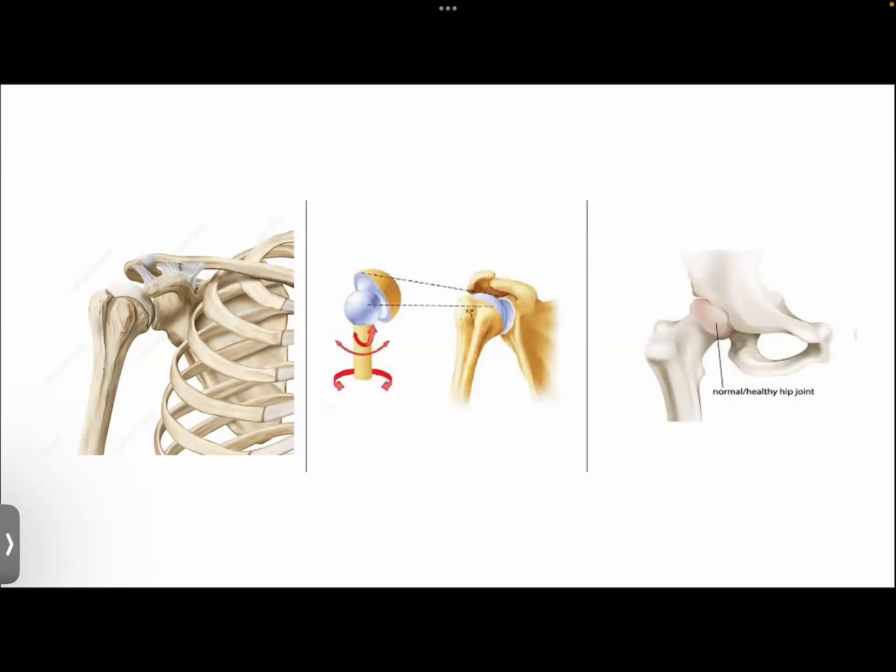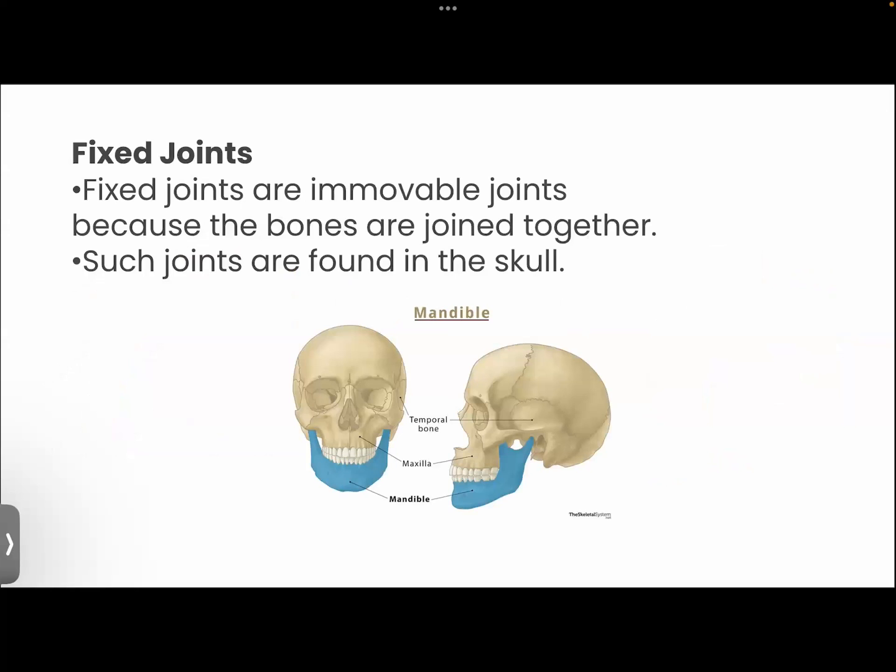Then the ball and socket joint. Here you can see the ball and socket joint present in our shoulder, where you can perfectly see that this bone, representing a ball-like, spherical structure, is fitted into this cavity, which acts as a socket. Here also movement in all directions is possible. And this is the diagram showing the joint between our hip and the thigh bone. So that was the case of this.